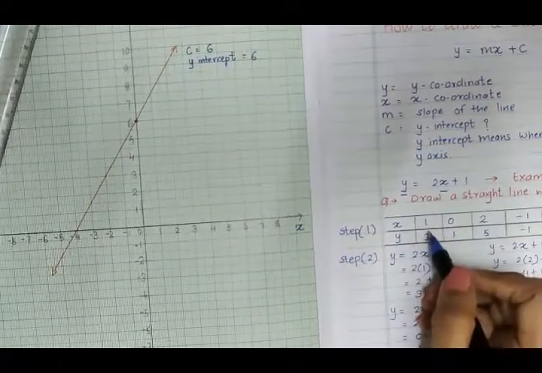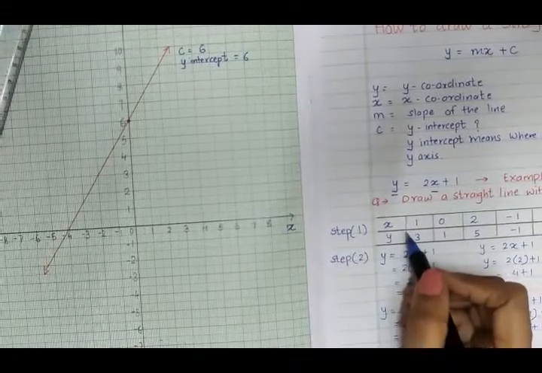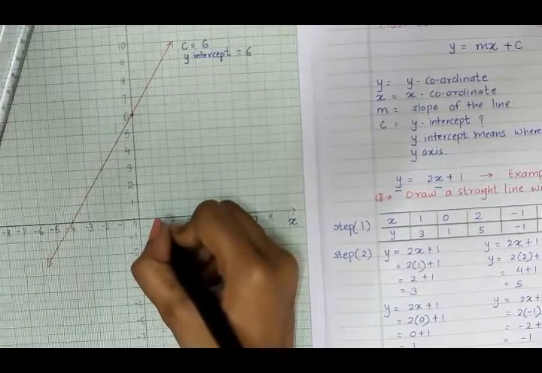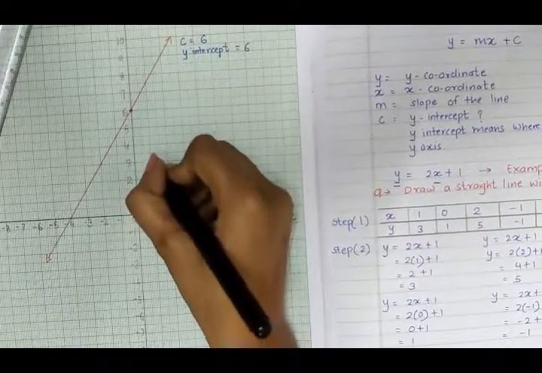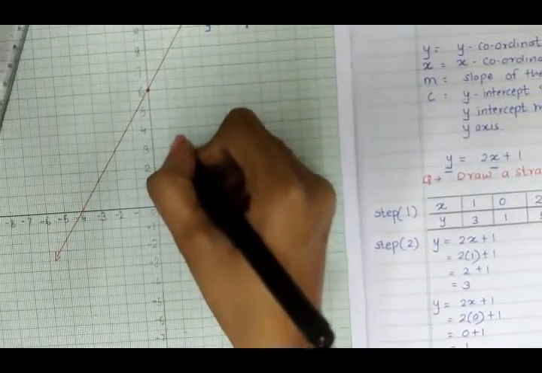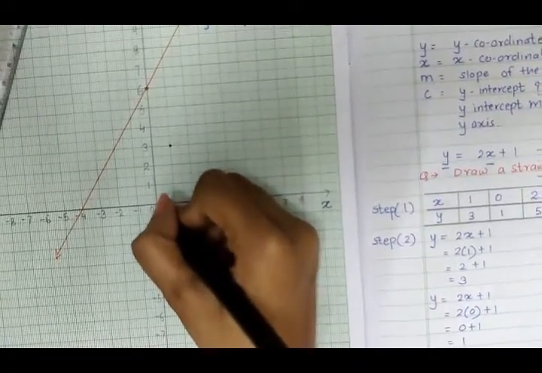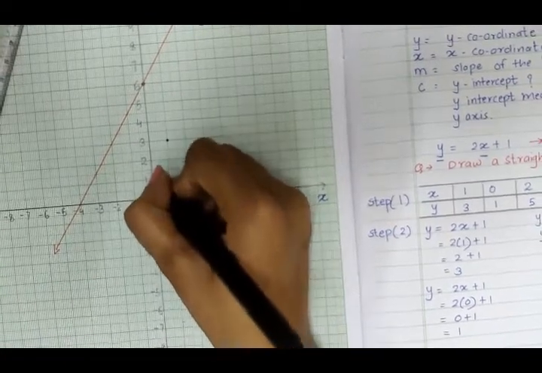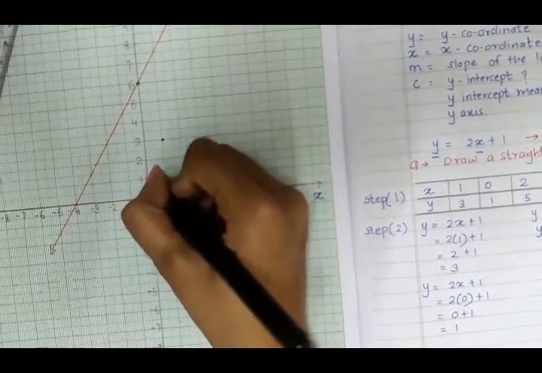The first point that we need to plot over here is x is 1 and y is 3. So x coordinate 1, at the same time the y coordinate is 3. So this is our point number 1. Second point is x coordinate 0 and at the same time y coordinate is 1. So where x is 0, y is 1. This is our second point.